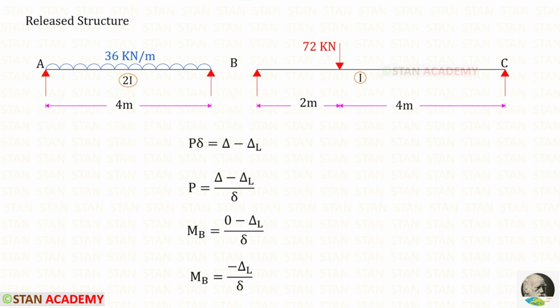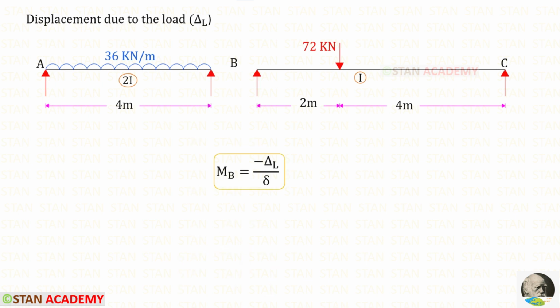We know the equation which we are using in the consistent deformation method. We can take delta on the other side, so it will come downwards. In the point B, there is no rotation or any other external movement, so delta will be 0. P will be the moment which we released, that is MP. So for MP, we will get minus delta L upon delta.